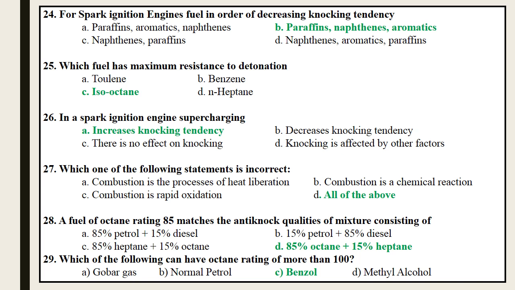Next, spark ignition engine fuels in order of decreasing knock tendency. A, paraffins, aromatics, naphthenes. B, paraffins, naphthenes, aromatics. C, naphthenes, paraffins. D, naphthenes, aromatics, paraffins. The correct answer is paraffins, naphthenes, aromatics. The paraffin series has maximum tendency to knock, the aromatic series has minimum tendency to knock, and the naphthene series comes in between the paraffins and aromatics.